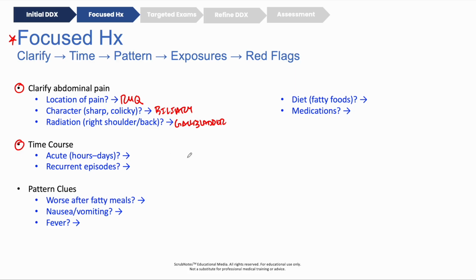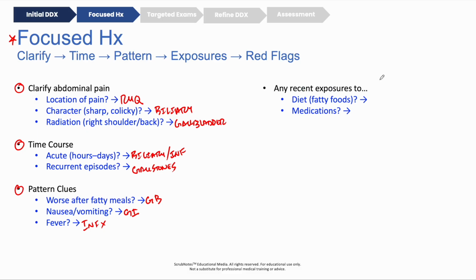Next, we want to inquire about the time course. Is it acute, like hours to days? That's pretty classic for biliary and inflammatory. Or do they have more recurrent episodes, which would be more similar to gallstones? Third, we want to ask about pattern clues. Does their pain get worse after fatty meals? That's associated with gallbladder. Do they have nausea or vomiting? That could be more GI related. And if there's a fever, that's indicative of an infection.